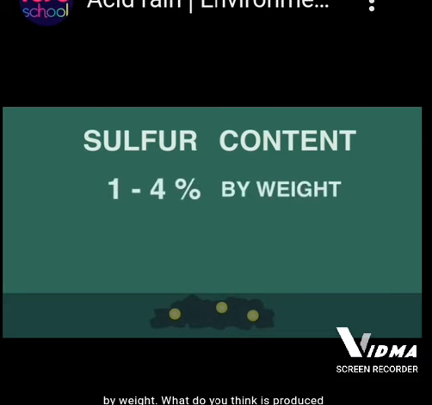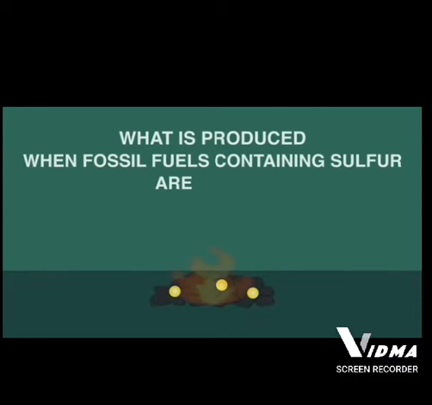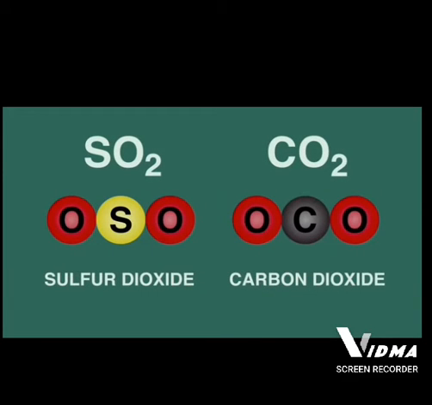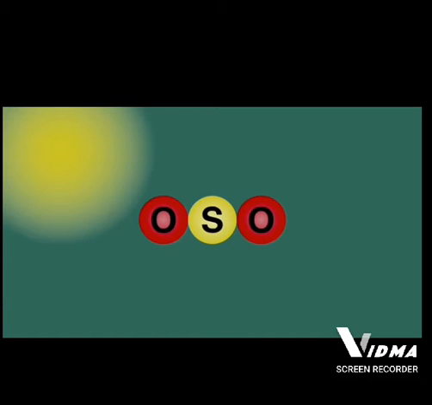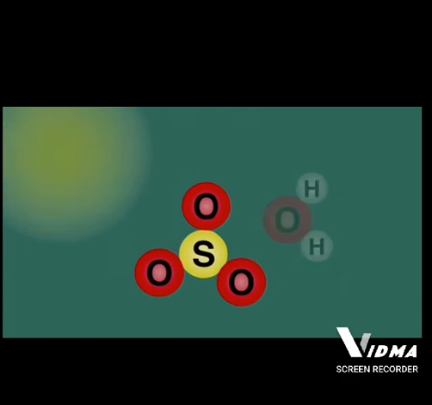What do you think is produced when fossil fuels containing sulfur are burnt? Pause the video whilst you think. When the coal is burnt, the sulfur and the carbon atoms join with oxygen from the air and are released into the atmosphere as carbon dioxide and sulfur dioxide. In the presence of sunlight, a photochemical reaction will take place where sulfur dioxide reacts with more oxygen to form sulfur trioxide. This dissolves in the rainwater, forming sulfuric acid.